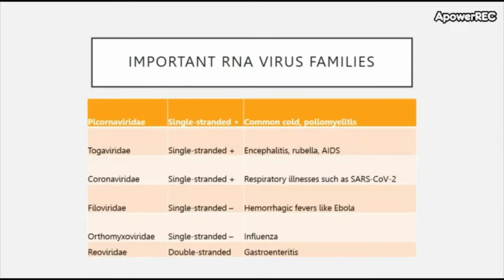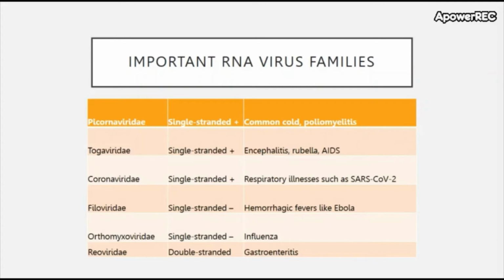So here are some examples of important RNA virus families to be aware of. The first one is Picornaviridae. This is a single-stranded sense RNA virus, and they can cause the common cold or poliomyelitis. The next one is Togaviridae. This is a sense single-stranded RNA virus, and it can cause viral encephalitis, rubella, and AIDS.